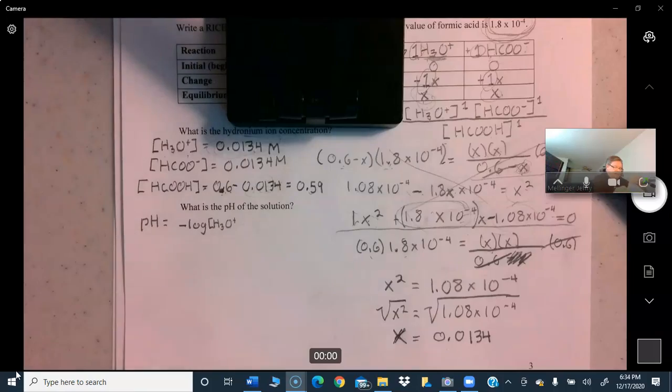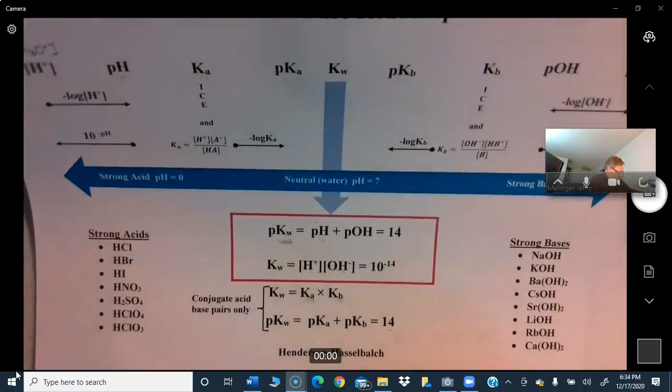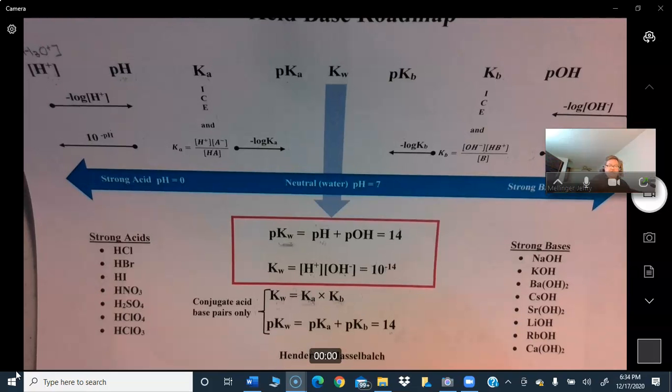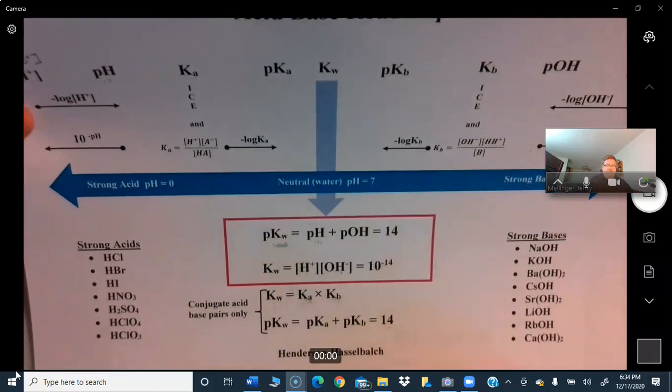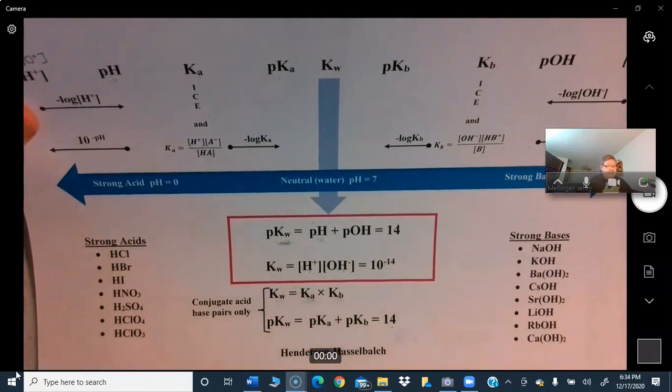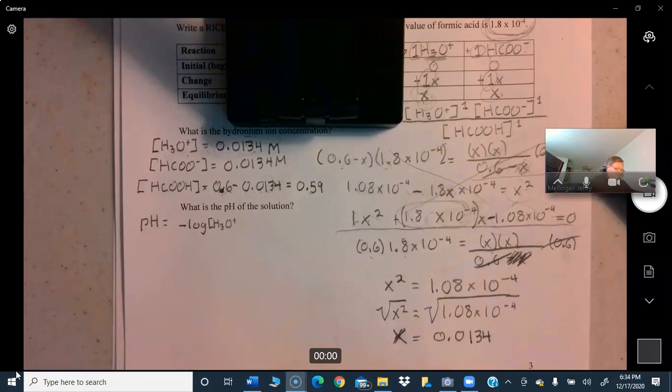Try to find a way to get this printed out, or I would say it's important enough I would copy it. Just make a neat copy of it by hand. If you don't have any way to print or copy anything, make a neat copy of that by hand. And you keep that in front of you whenever you're doing these problems. You're going to need it definitely to finish this week and for next week as well.